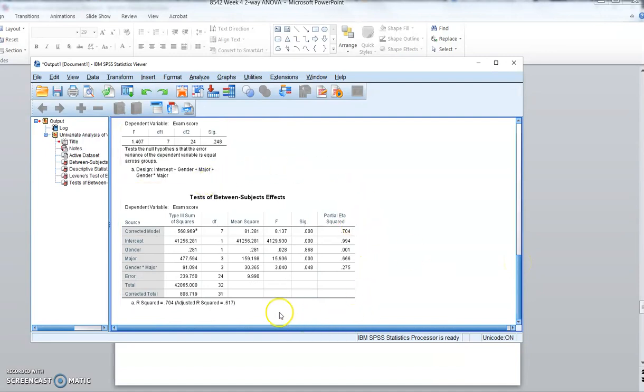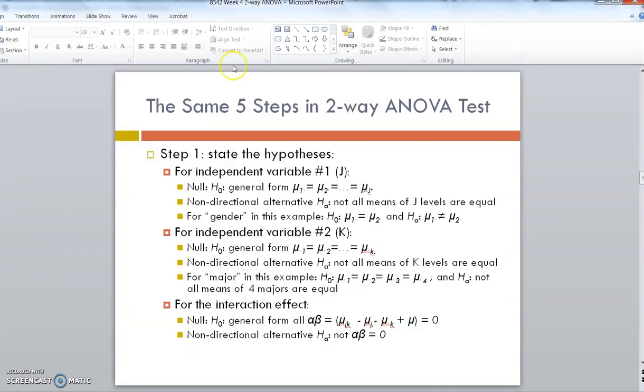And here is a table for ANOVA, two-way ANOVA. It's not titled like that, but that is where we have answers for the 3 hypotheses we specified at the very beginning. So remember, for gender as the first independent variable, the null hypothesis is that the average scores of male and female students do not differ significantly. And for the second independent variable, major, the null hypothesis is that the average scores of students in the 4 majors do not have significant difference. And in addition to the test of the 2 main effects, we also have a test for their interaction effect. And here is the hypothesis.